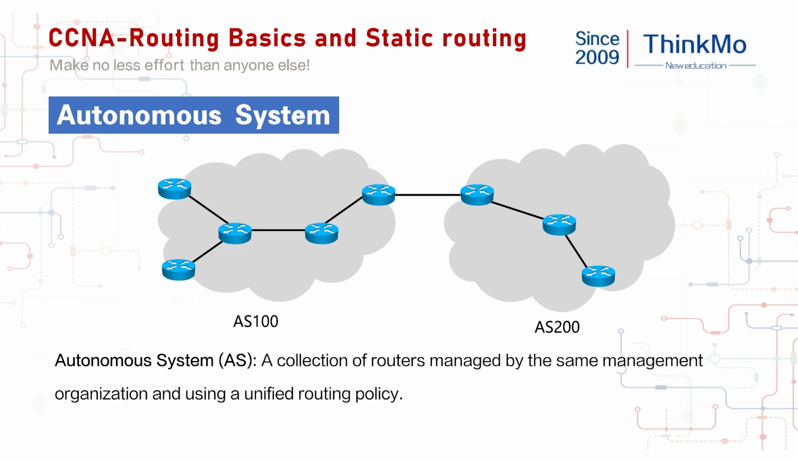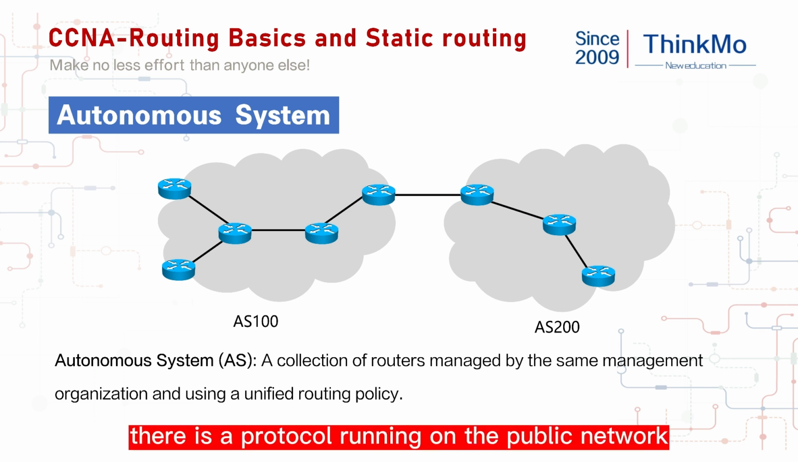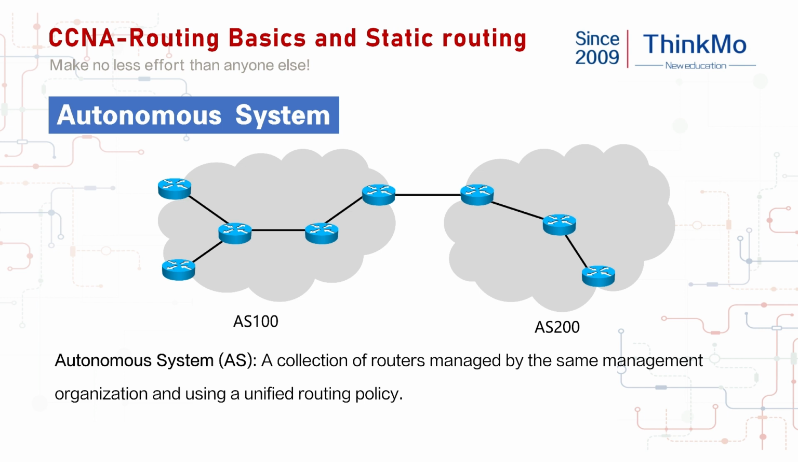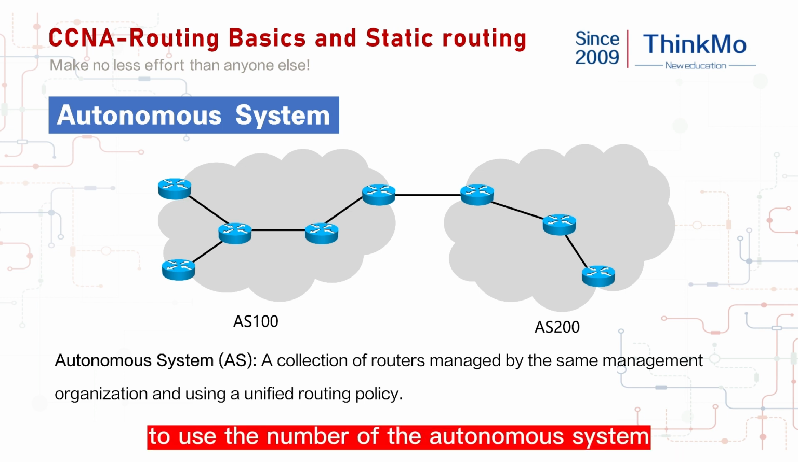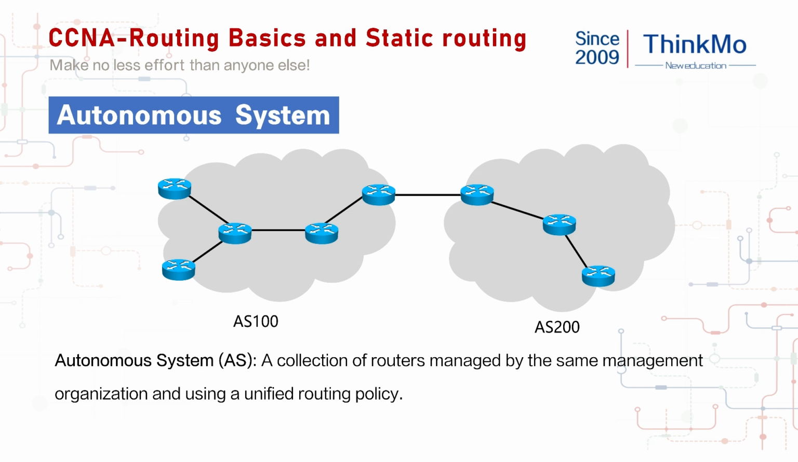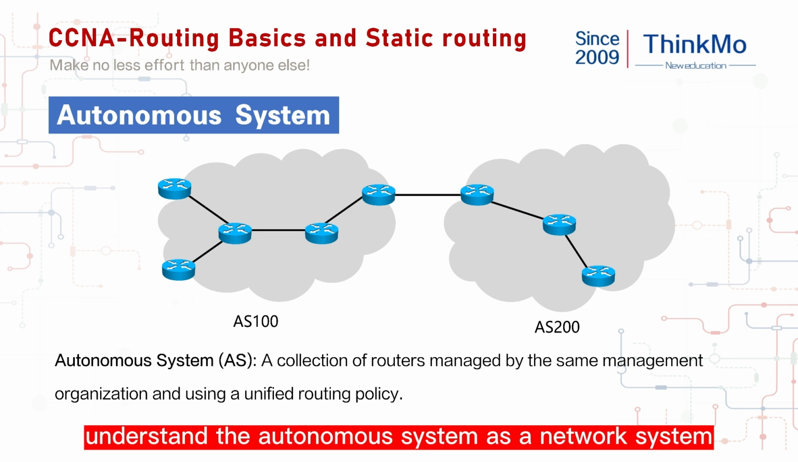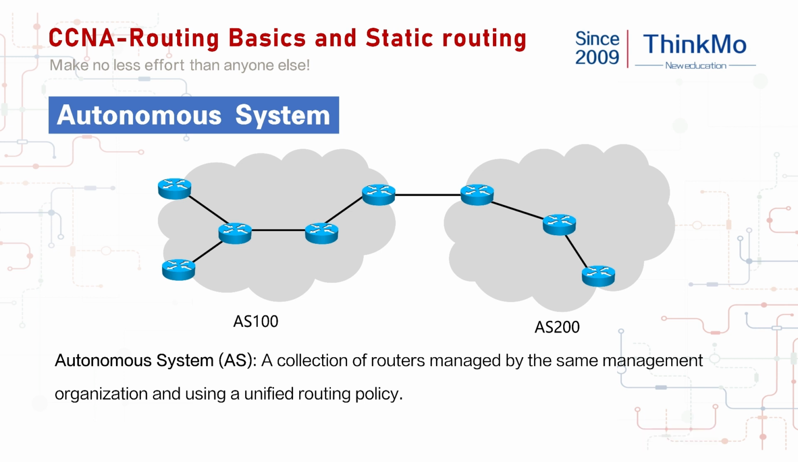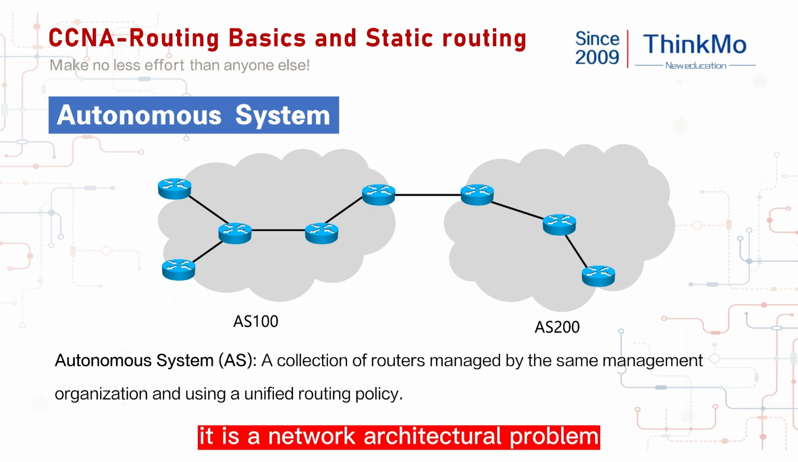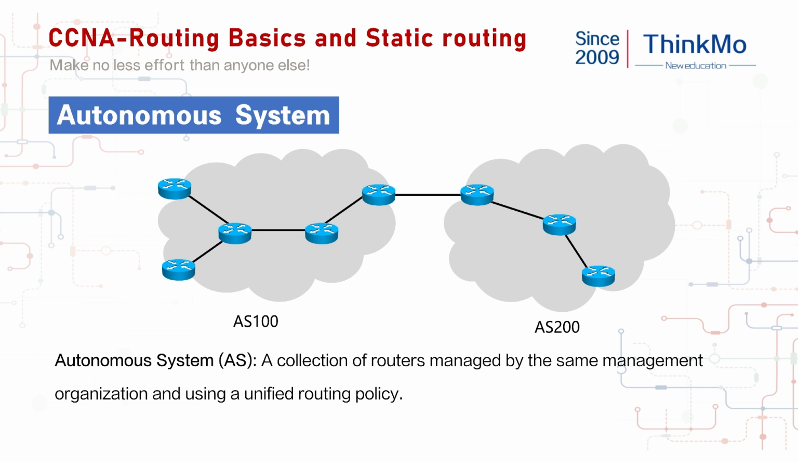for example VLAN, is different. There is a protocol running on the public network called BGP. It is very typical to use the number of the autonomous system. You can understand the autonomous system as a network system. It can also be understood as a network architectural problem. Usually a unified manager builds the network. We call it an AS. This is its basic concept.